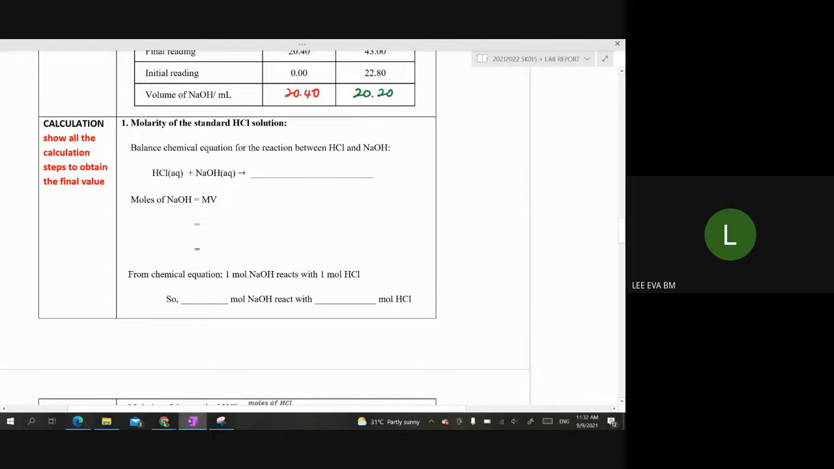So please show your calculation steps, yeah? So the first one, balance the chemical equation for the reaction between HCl and NaOH. And you will be able to get the mole ratio or the stoichiometry ratio 1:1. So in this case, we want to calculate the mole of NaOH. So the molarity, the concentration, is already given earlier, which is 1.0. Okay, 1.0 molar. You want to include the unit, can, don't want, also doesn't matter.